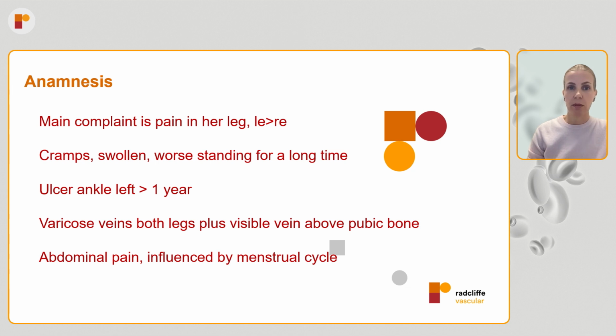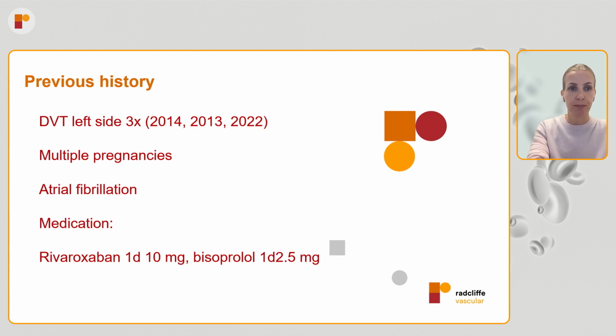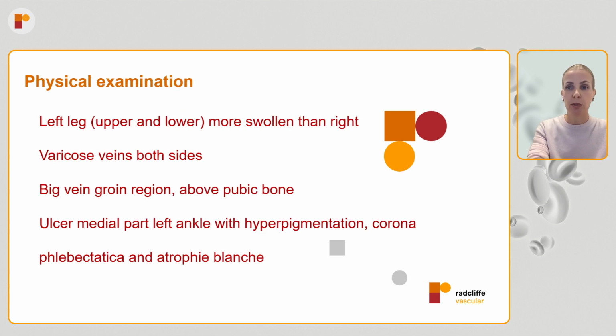I also seem to notice that there is a visible vein that is starting to develop above my pubic bone, which was never there before. And with that, she also said she has abdominal pain, which was influenced by her menstrual cycle. In her previous history, she had a DVT three times on the left side and multiple pregnancies, and she also has atrial fibrillation, for which she uses rivaroxaban and bisoprolol. And the rivaroxaban, of course, was also for all her DVTs.